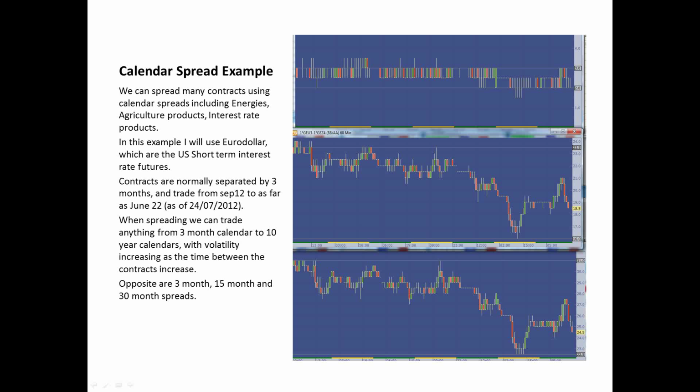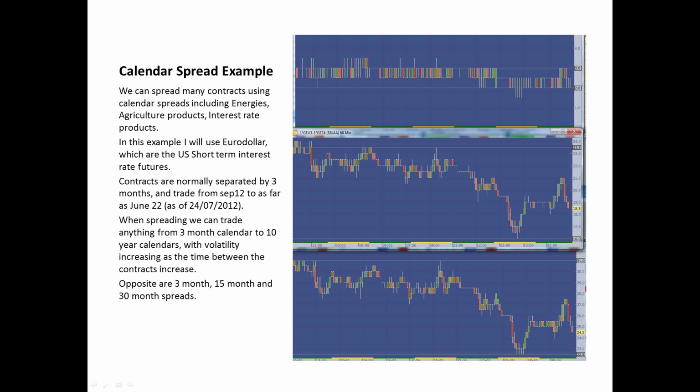There's no limit to the separation of where you're buying and selling, and as you would expect, the volatility increases as the time between the contracts increases, because the likelihood of certain actions happening within a greater time period is higher. So here we have three charts to show the type of volatility we have with these calendars: a 3-month calendar, a 15-month and a 30-month spread.